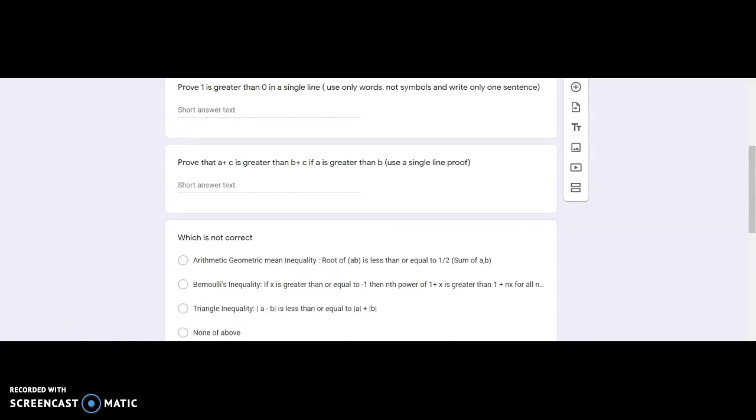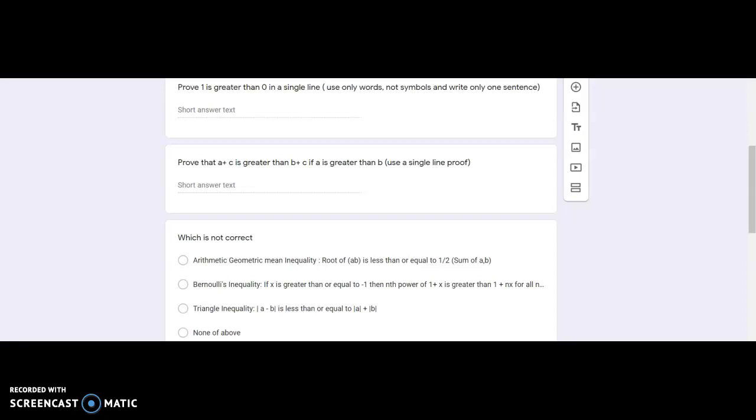Prove that 1 is greater than 0 in a single line. You can use words and symbols both. The restrictions here are for the quiz that we have constructed earlier. Prove that 1 is greater than 0 in a single line. The reason can be given in one single line. You write the answer. This is question number 4.